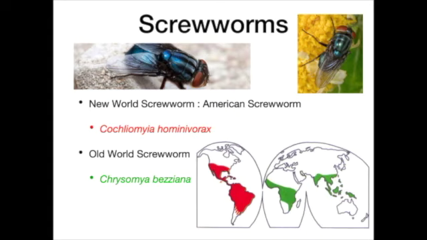Now, screwworms. Screwworms cause lots of different problems, and there's the New World and the Old World. Both are caused by 2 different species of screwworm. The New World screwworm is sometimes referred to as the American screwworm. That's the distribution here in red. So southern United States, Central and South America. And then, of course, the Old World is in India and equatorial Africa.